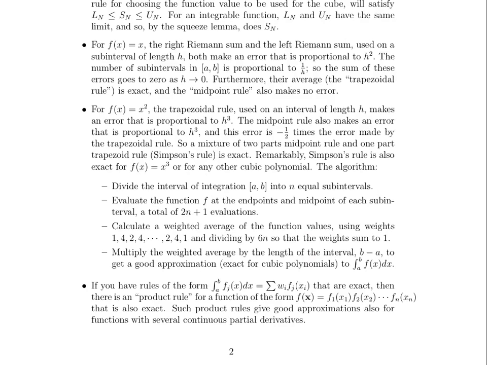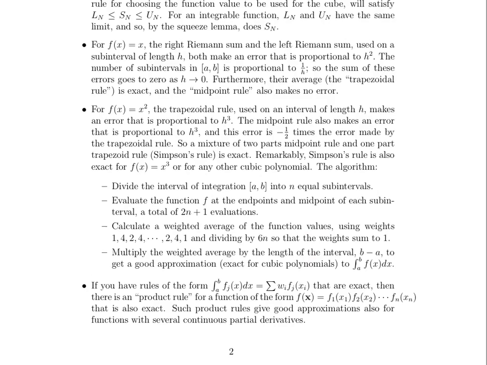If we make our function a little bit more complicated, x squared, the trapezoidal rule, again using an average of the function values at either endpoint, used on an interval of length h makes an error that's proportional to h cubed. And the midpoint rule also makes an error that's proportional to h cubed, but that error is negative 1/2 times the error made by the trapezoidal rule. We're going to go through all of these, overestimating, underestimating, and how the error is proportional, in lecture on Tuesday. But let's take a look at that picture that relates the midpoint and trapezoidal rule.